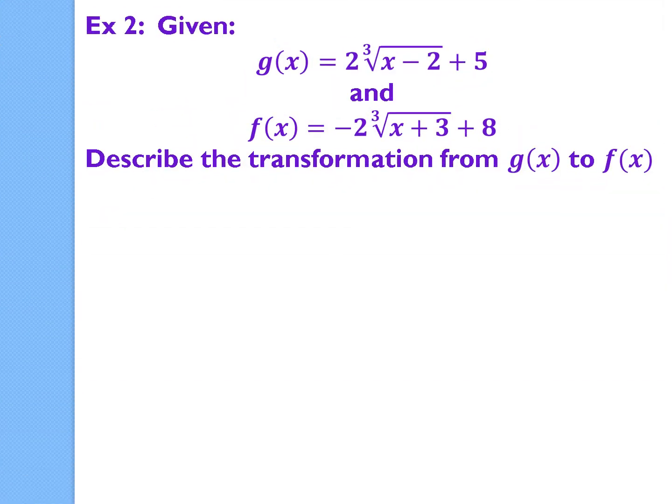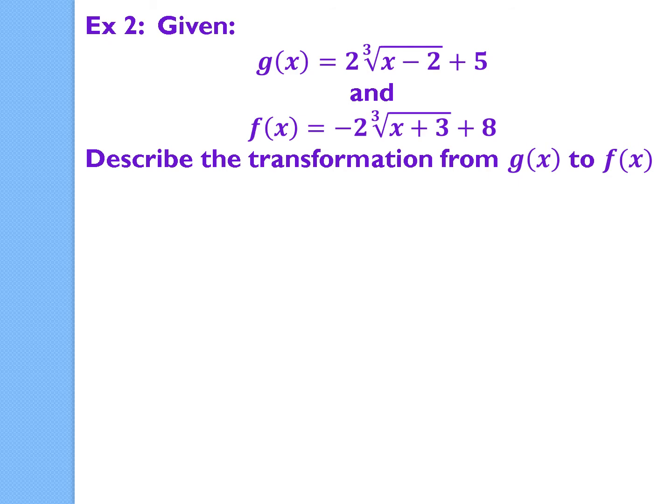Let's look at example 2. Example 2 says, given g of x equals 2 times the cube root of x minus 2 plus 5, and f of x equals negative 2 times the cube root of x plus 3 plus 8. I want you to describe the transformation from g of x to f of x. How did I go from g of x to f of x?